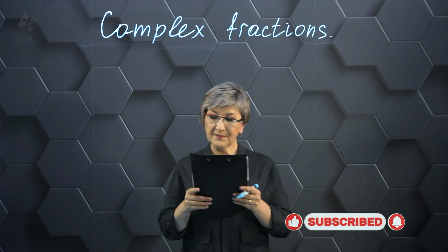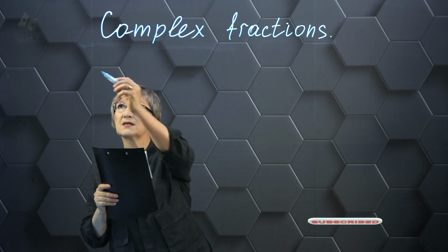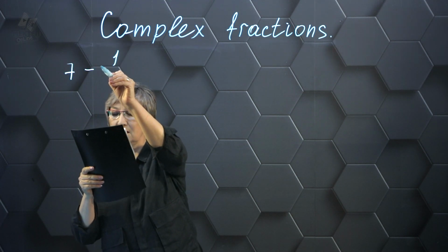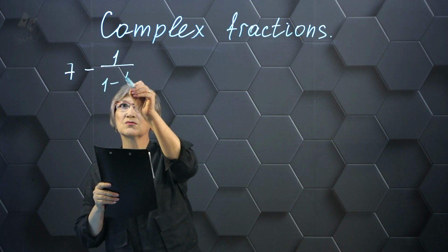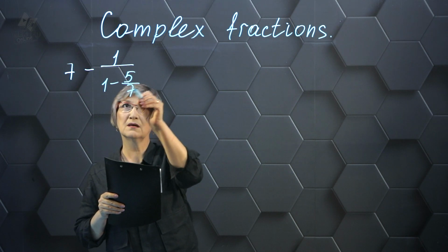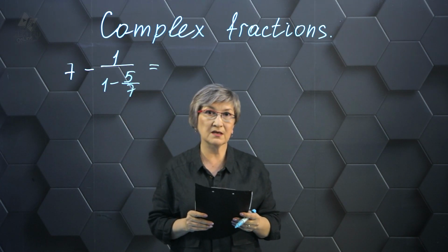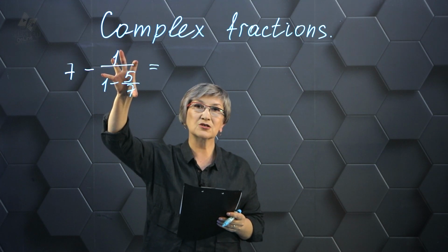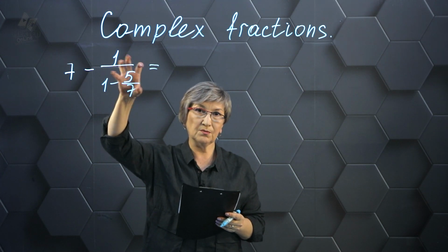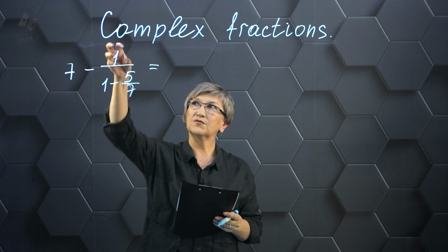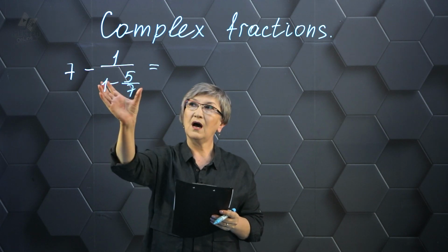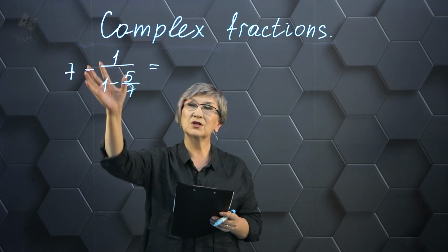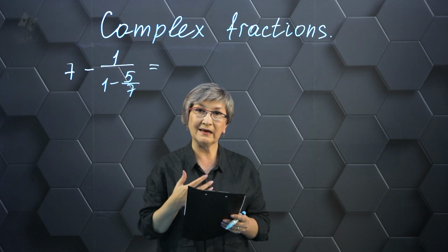Let's solve the example. If we see the following entry, 7 minus 1 divided by 1 minus 5/7, then in that case we're saying that the second summand is a complex fractional number. Why? We see that in the numerator we have 1, but in the denominator we get a fractional number, and we need to find the value of the expression or calculate it.